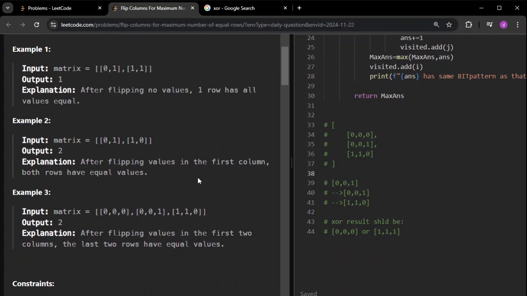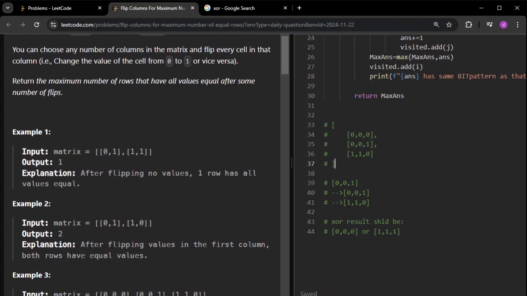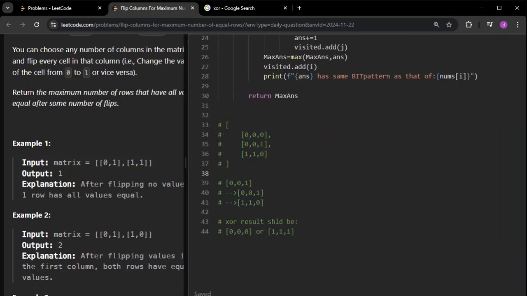I guess this is the third example that I'm showing you. Please pay attention here. This is a very, very interesting question and you will learn a lot from here. So please see very carefully what exactly is happening. If I flip this particular column, that is the last column, can you quickly tell me what will happen? This will become all 1 and this will become all 0. So after flipping the last column, two rows are becoming equal.